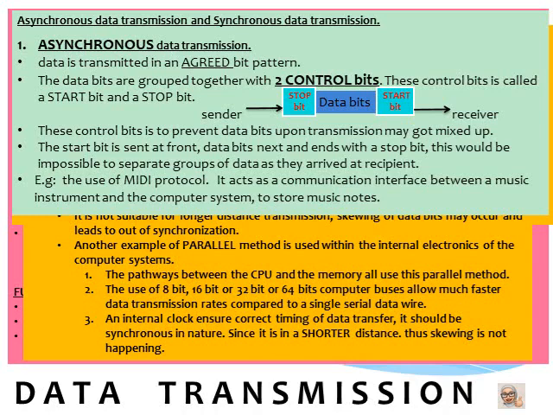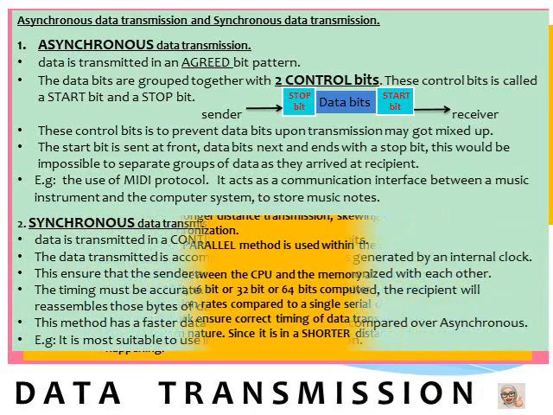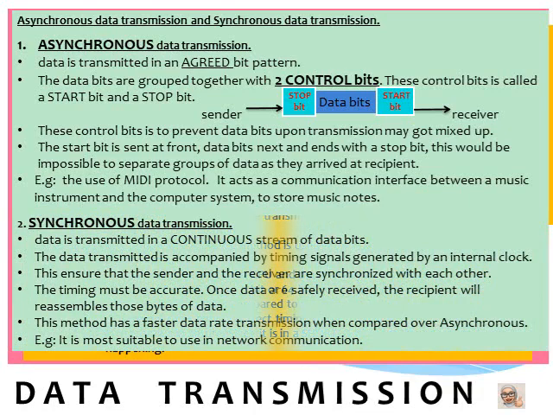The second method is called synchronous data transmission. Here data is transmitted in a continuous stream of data bits. The data transmitted is accompanied by timing signals generated by an internal clock. This ensures that the sender and the receiver are synchronized with each other. The timing must be accurate here. Once data are safely received, the recipient will reassemble those bytes of data. This method has a faster data transmission rate when compared to asynchronous. Synchronous data transmission is most suitable to use in network communication.